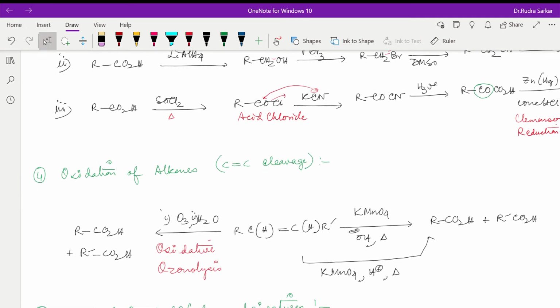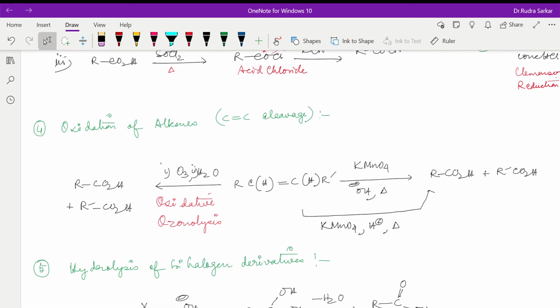Again, the cleavage of alkenes can also produce acids. So herein we are showing that this bond will be cleaved and this carbon will become acid and this carbon also will become acid. So here we are using oxidative ozonolysis wherein we are getting two different types of acids because here the R is different from this R. All I'm trying to say is R is not equal to R prime.